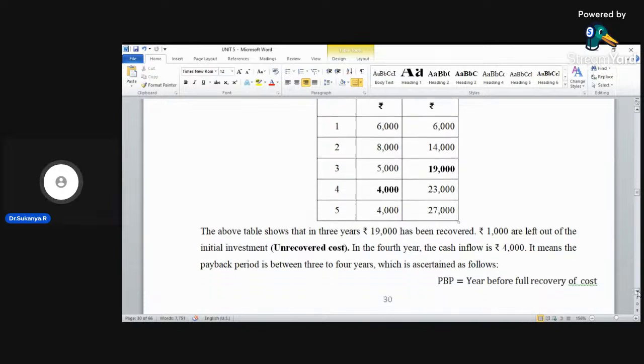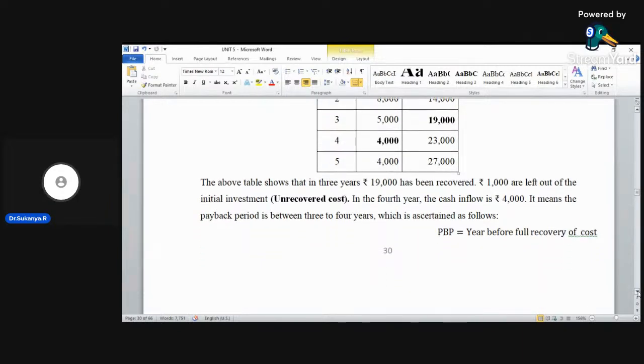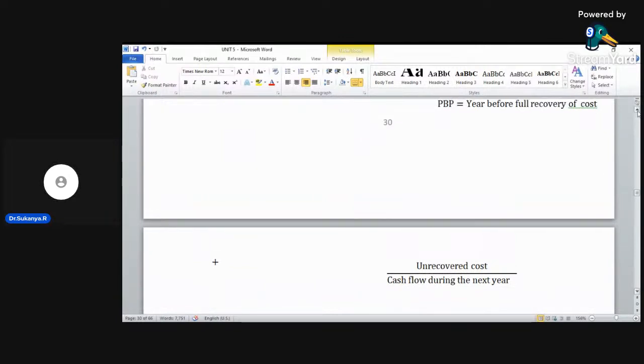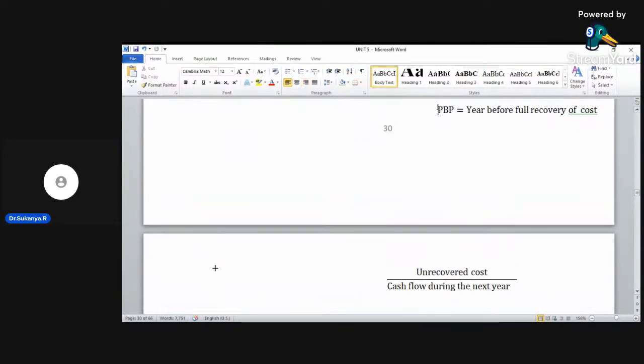The above table shows that. Now, how are you going to calculate the payback period? First of all, have a look at this. Payback period is equal to year before the full recovery of cost plus unrecovered cost divided by cash flows for the next year. Okay, what does that mean?